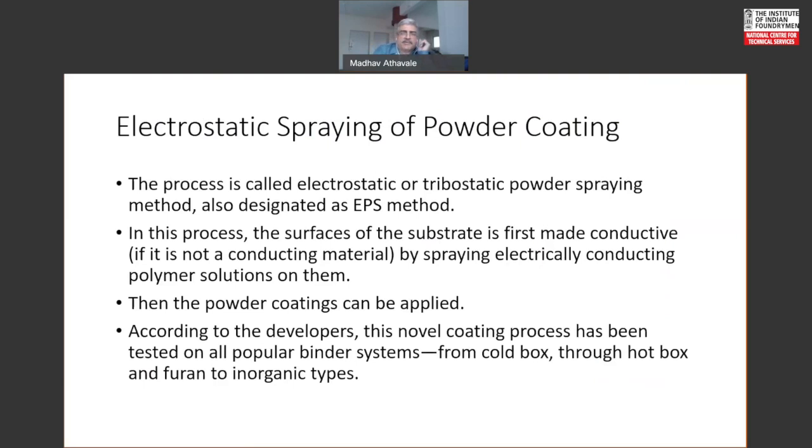The people who have developed this say that it can be used against all the very popular binder systems such as PU cold box or hot box or furan or inorganic types. I had, like I said earlier, some experience of this, but it was on green sand, where because water is a dipole, we could apply the coating onto the surface of the green sand mold.